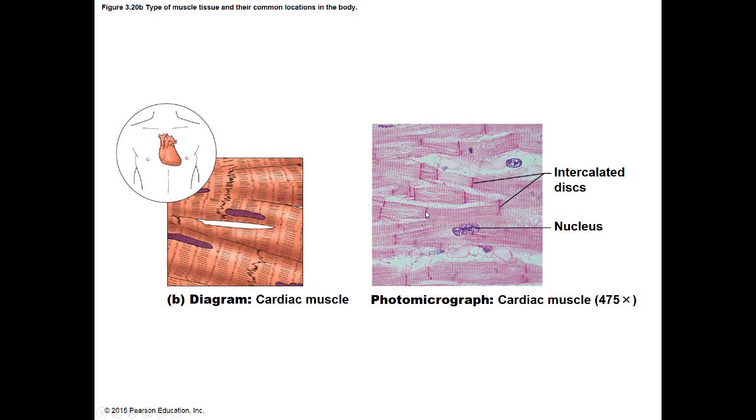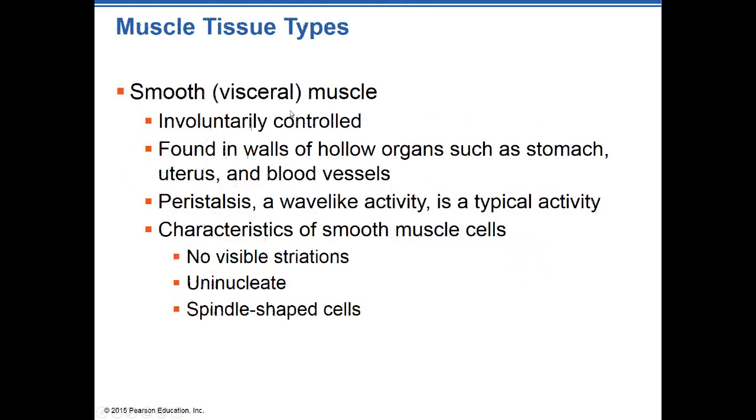And these darker purple areas, that's where you can identify that one cell is touching the next cell, and those are called the intercalated discs. But again, look for the branching fibers, smaller number of nuclei, and intercalated discs to identify that it's cardiac muscle.